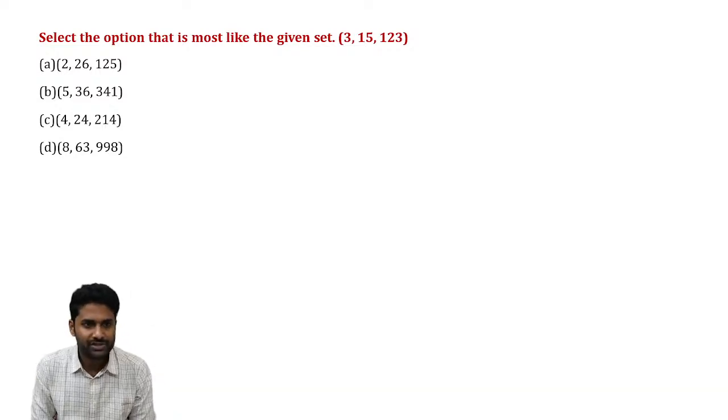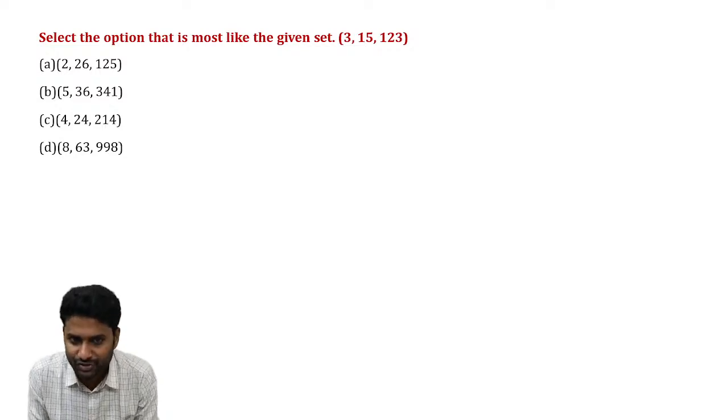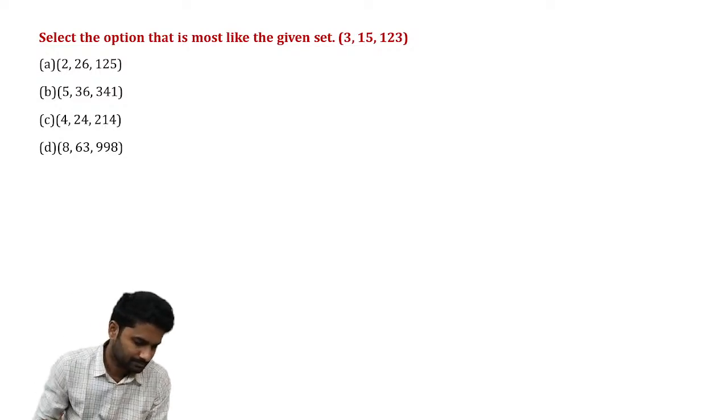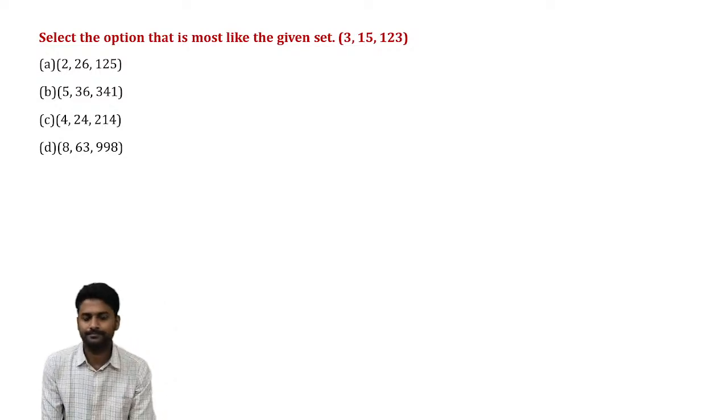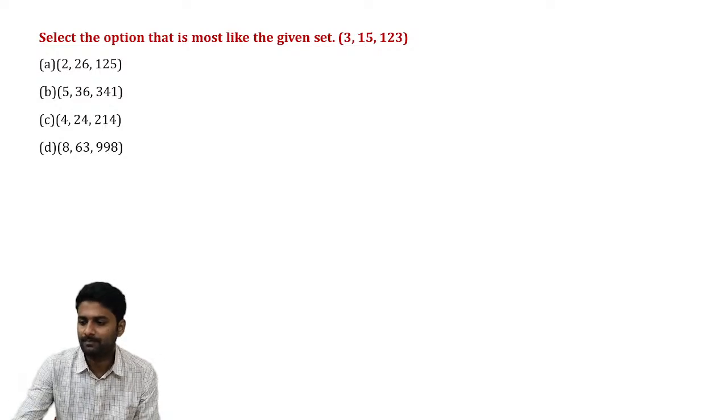Let's move to the next question. Select the option most likely to give the answer. 3, 15, and 123. See, what is the relation among 3, 15, and 123? And pick the best suitable option.